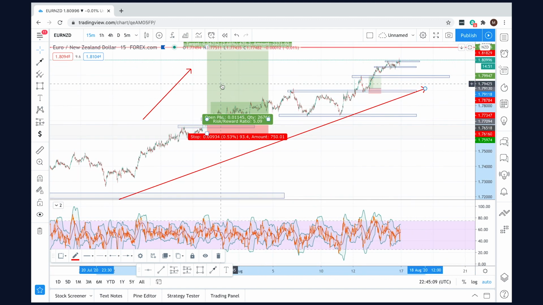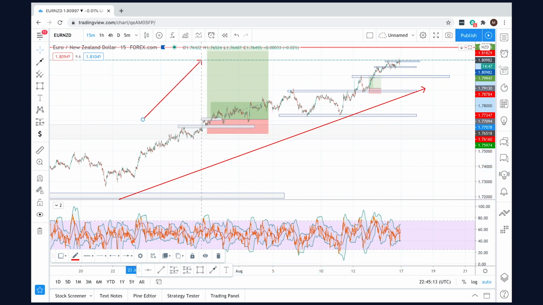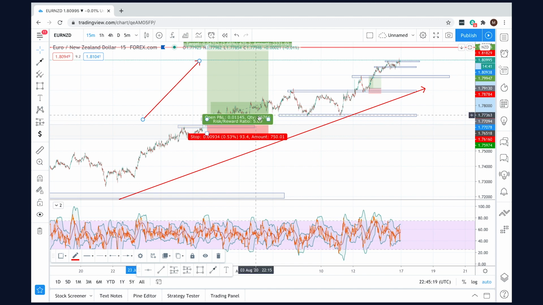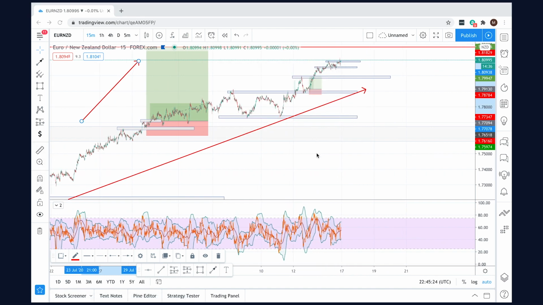And I caught profits on this first entry. This was more of a swing entry right around here. I closed profits right around here and caught a nice bag. So that worked out really, really well. That's the first thing I'm going to talk about, understanding the trend.